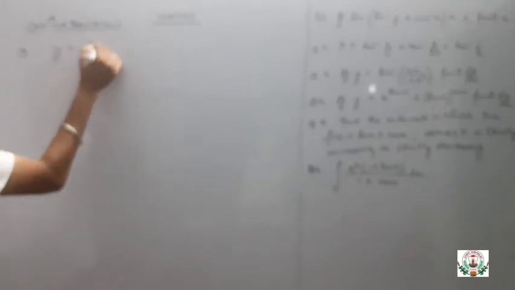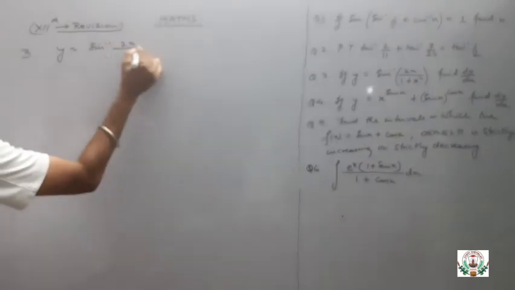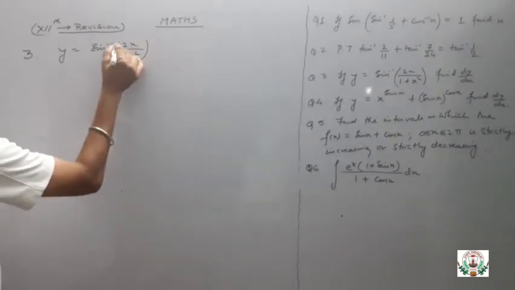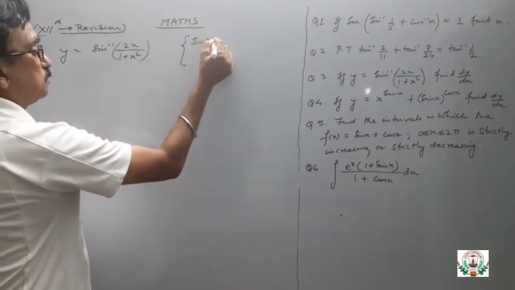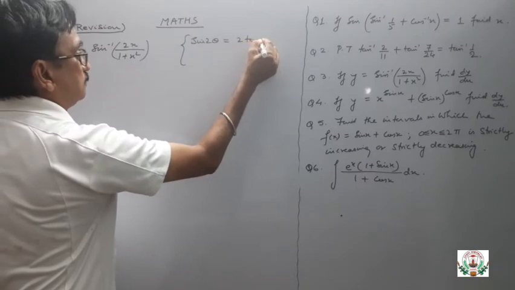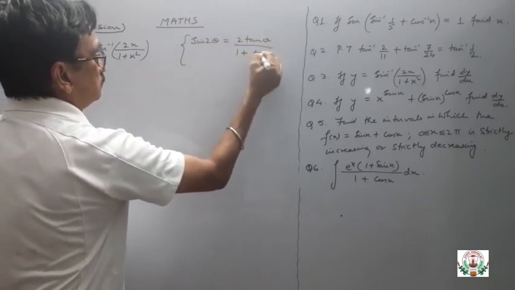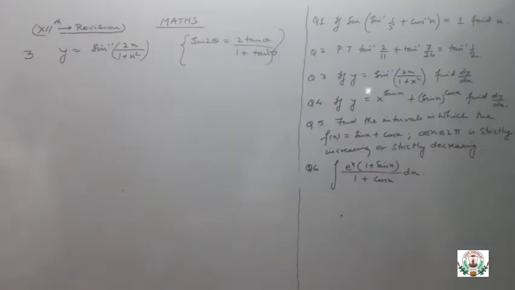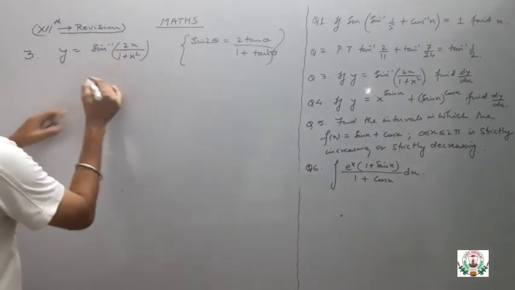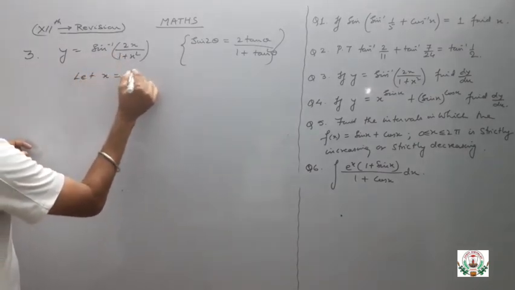Let's move to the third question. It is given y equals sine inverse of 2x upon 1 plus x square. You have to find dy by dx. In class 11th we have studied the formula sine 2 theta equals to 2 tan theta upon 1 plus tan square theta. So if we take x equals to tan theta in our equation, then it will become the sine 2 theta formula. So let x be equal to tan theta.